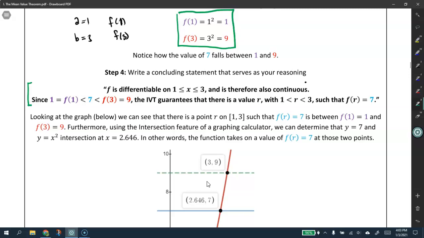So I begin by saying that f is differentiable on this interval, and therefore it's also continuous. Now, what have I established here? I have established the precondition for the IVT.